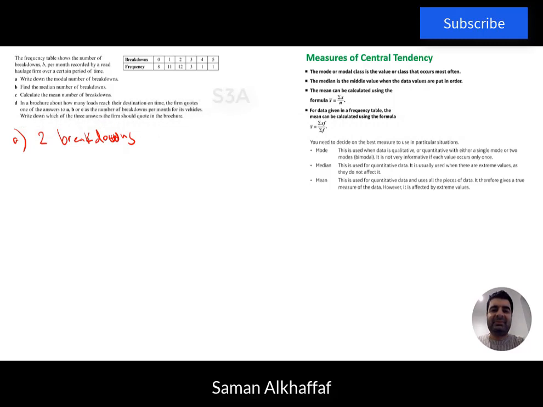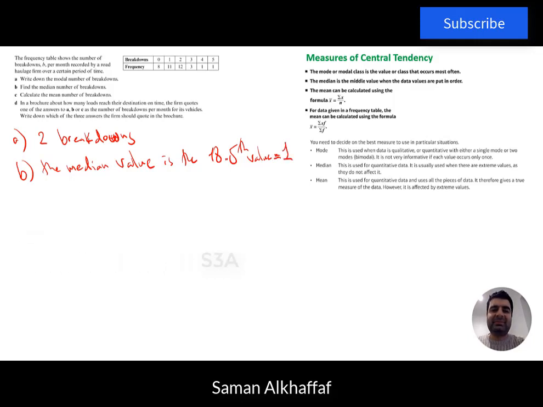Now for part B, we need to find the median number of breakdowns. So that would be, say that the median value is the 18.5th value, which equals 1.